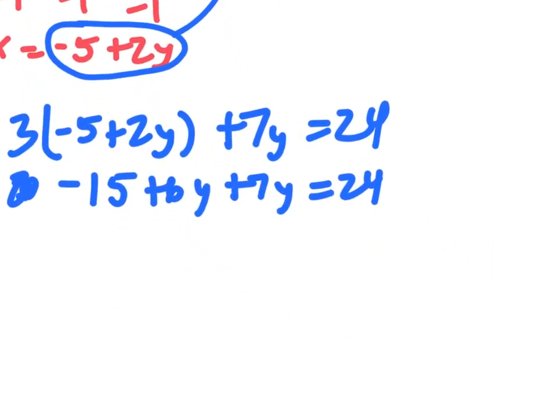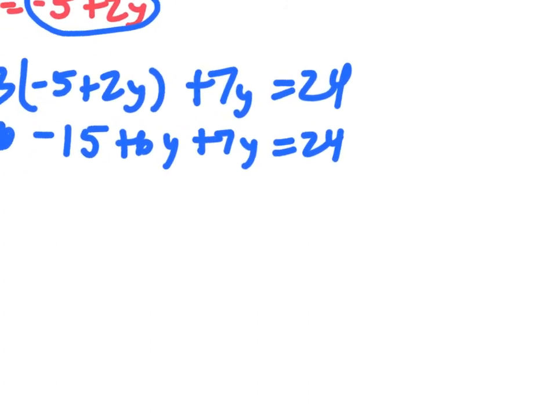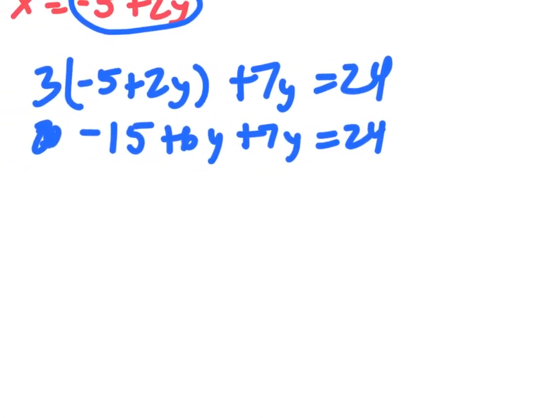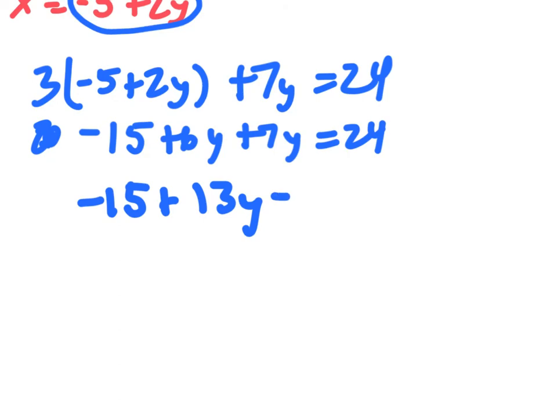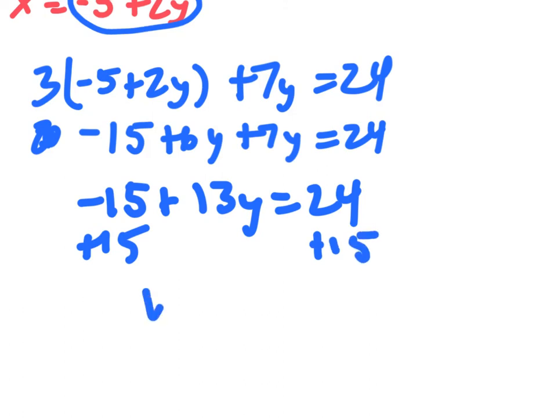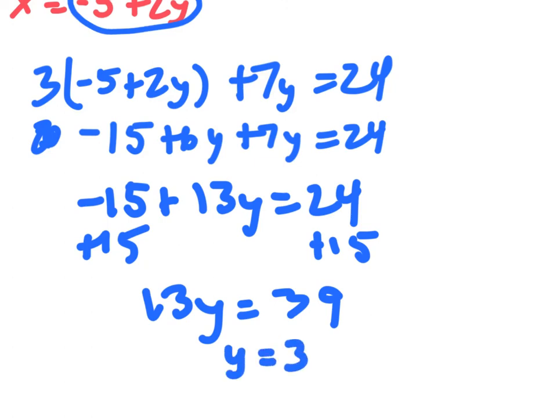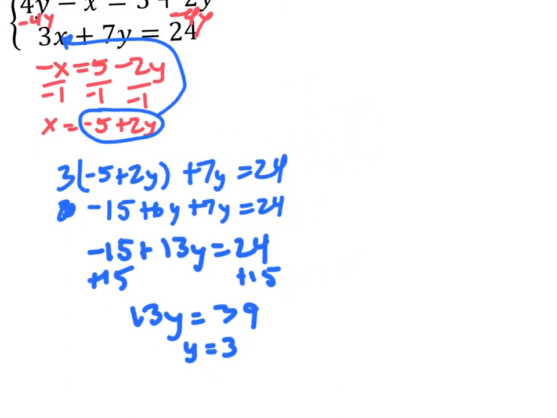Then you're going to collect the like terms that are right next to each other. So we have negative 15 plus 13y equals 24. You'll add 15 to both sides. You get 13y is equal to 39. Divide by 13, you get y is equal to 3. So our goal was to solve for the variable, which in this case was y equals 3.